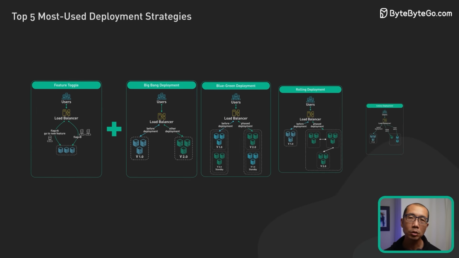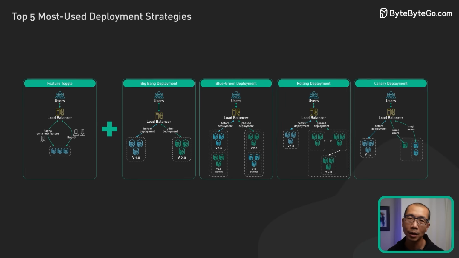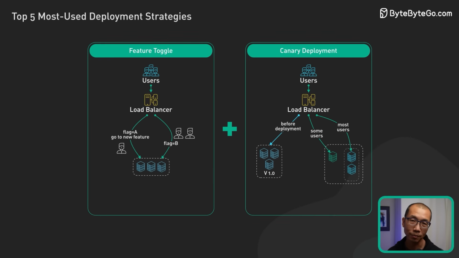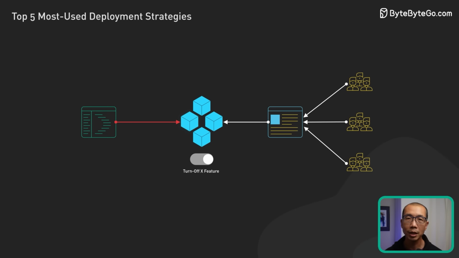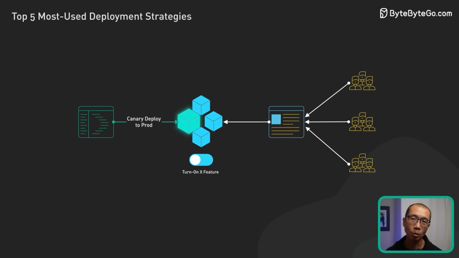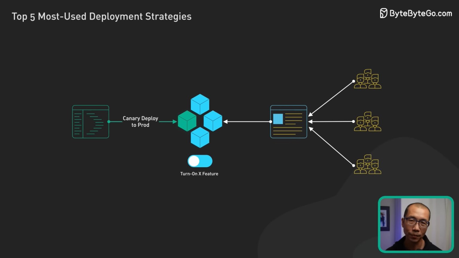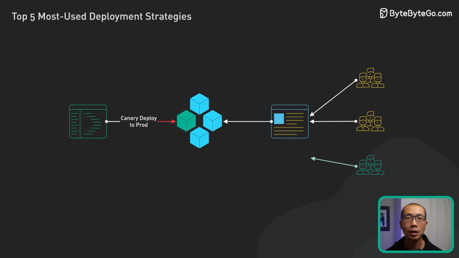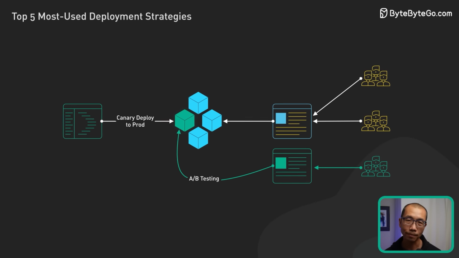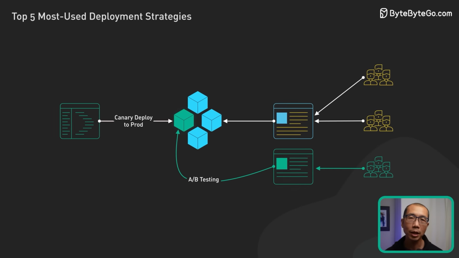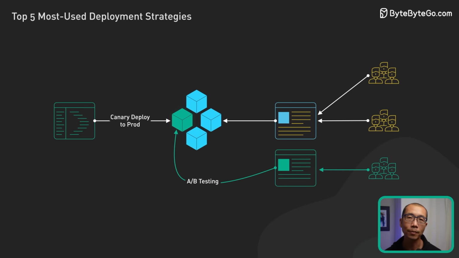Feature toggle can be used in combination with any of the deployment strategies we've discussed. Let's say we're doing a Canary deployment. We can turn on the feature toggle for just the Canary users, letting them test out the new feature while the rest of the user base carries on with the current version. Feature toggles offer excellent control over new features and allow for targeted user testing. It's great for A/B testing or gradually rolling out a feature to see how it performs.